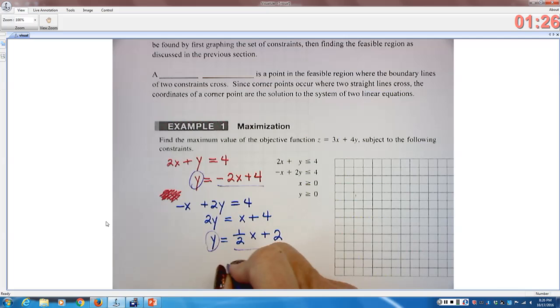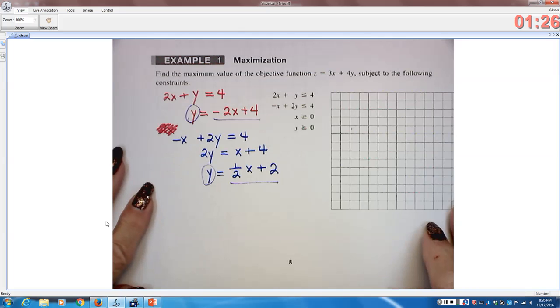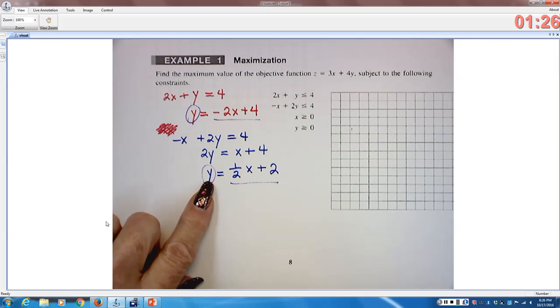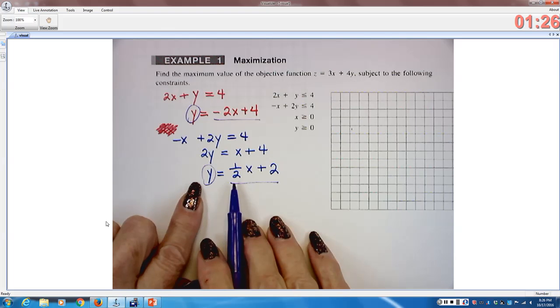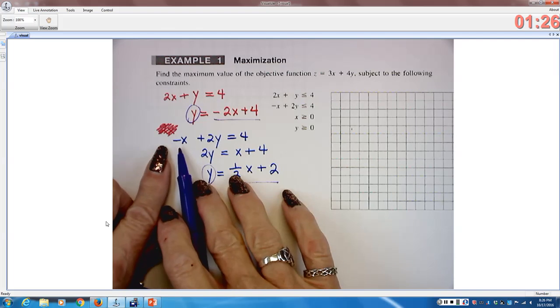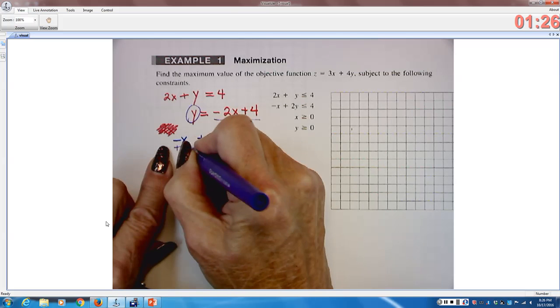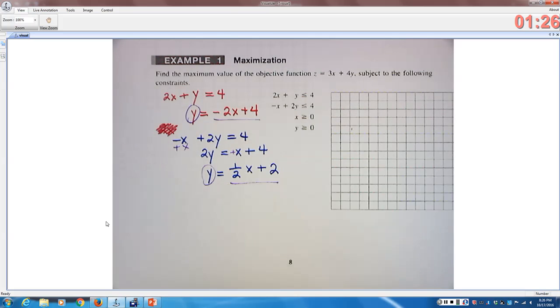Isn't that supposed to be a negative? Which one? When you solve for the y for the second part, when you got a negative x in front of it. Negative x, if you add x to both sides, it will become positive, okay? Now that's okay. That's okay.